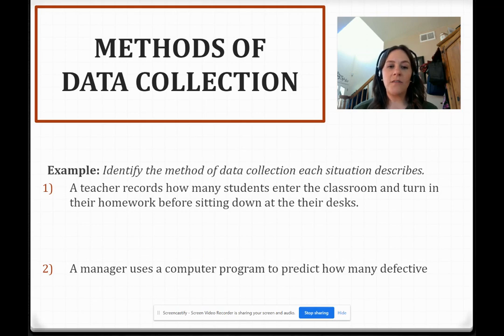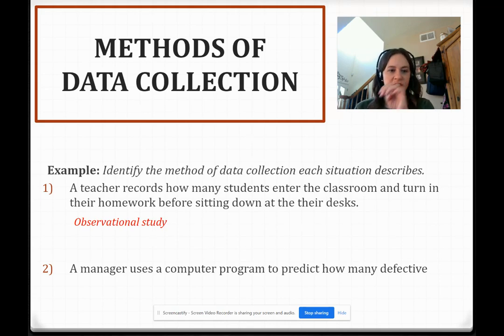So this says, identify the method of data collection each situation describes. Number one, a teacher records how many students enter the classroom and turn in their homework before sitting down at their desks. Well, would it make sense to impose a treatment here? Simply observe what happens, survey the students on whether they came into class and turned in their homework, or simulate the results. In this case, I would say observational study makes the most sense. You can simply observe students enter class and whether or not they turn in their assignment.